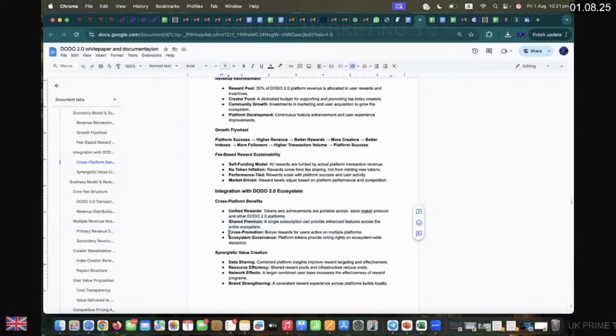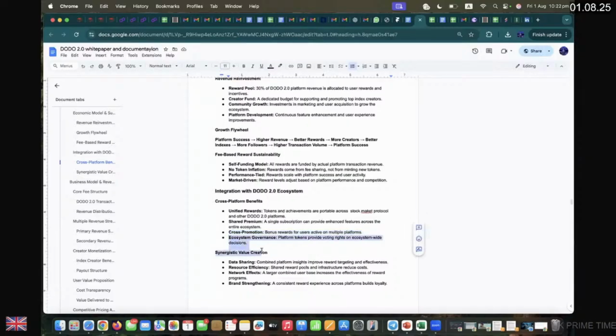Cross promotion. Bonus rewards for users active on multiple platforms. So there will be additional bonuses, as I explained in my Wednesday call. For active users, if you are active for 1 month, there will be some bonuses. If you are active for 6 months, there will be bonuses. If you are active for 1 year consistently, then you will get some bonuses. Bonuses for being just active on the platform.